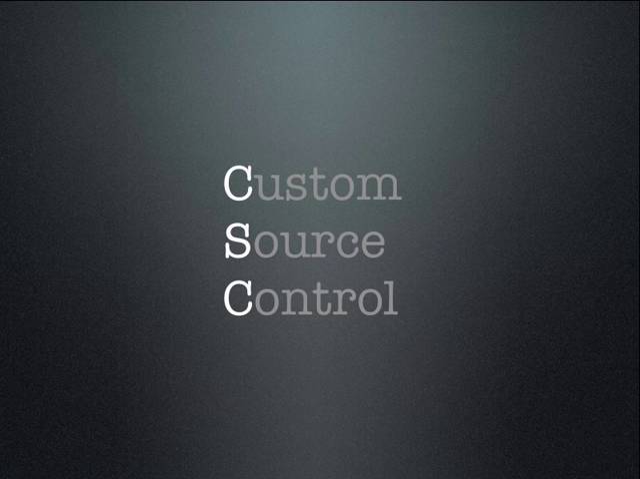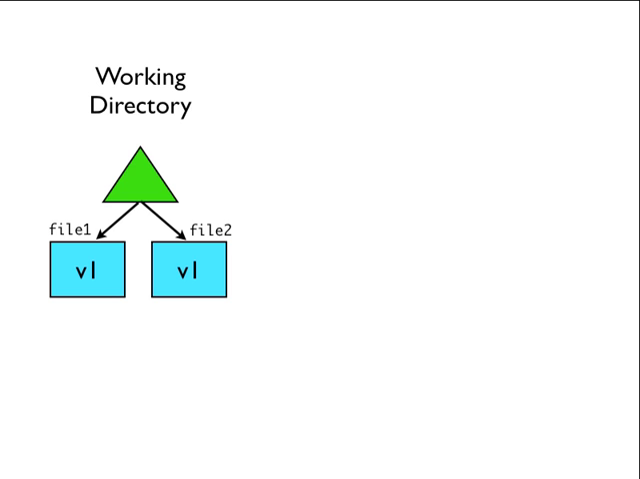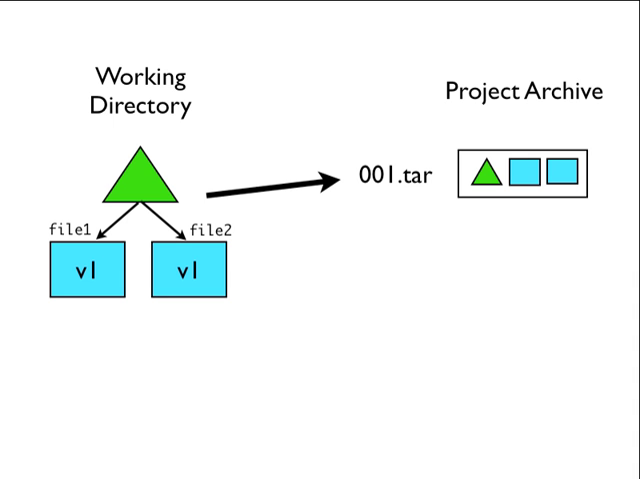And we'll start by thinking back to the old days. You see, back in the old days, when we were working on a system, we'd have a working directory of our files. In this case, we have file 1 and file 2. And whenever we wanted to save off this data, we would create a snapshot. Just use a tar command or maybe a zip command or some other type of command that takes all the files in our directory and packages them up in a single file. We'll use tar as an example here.